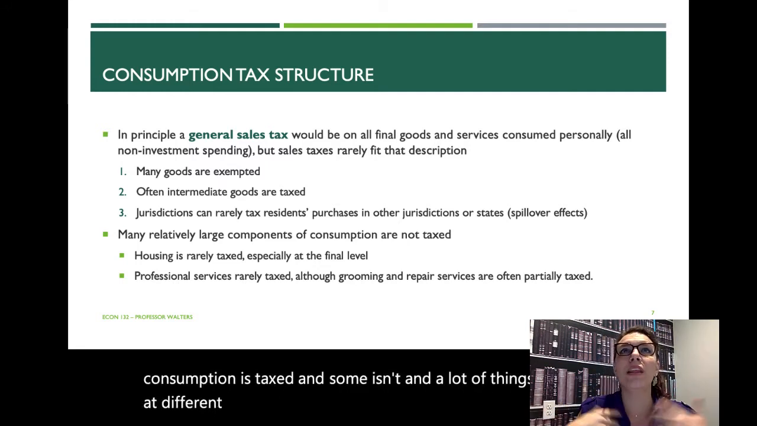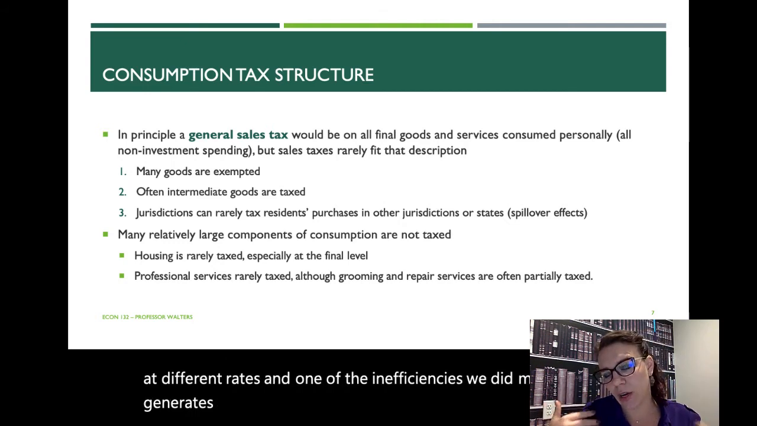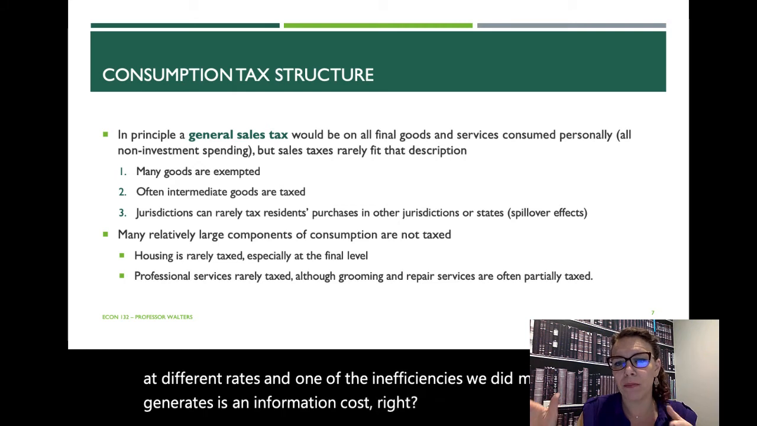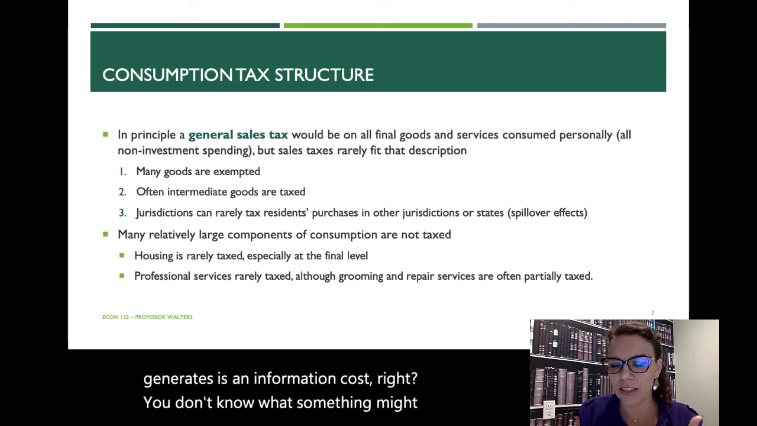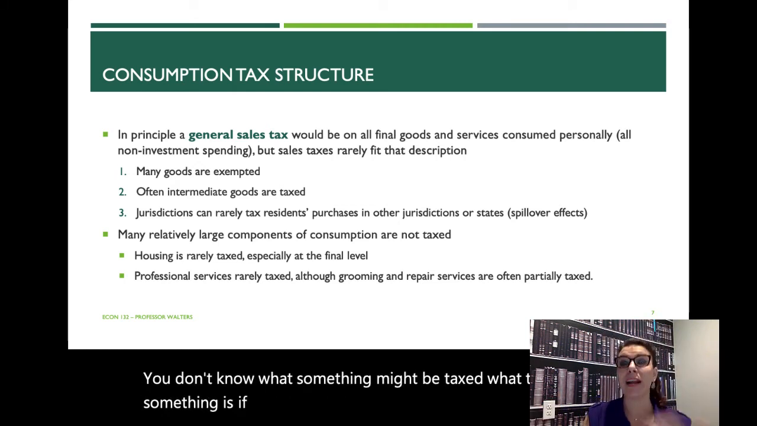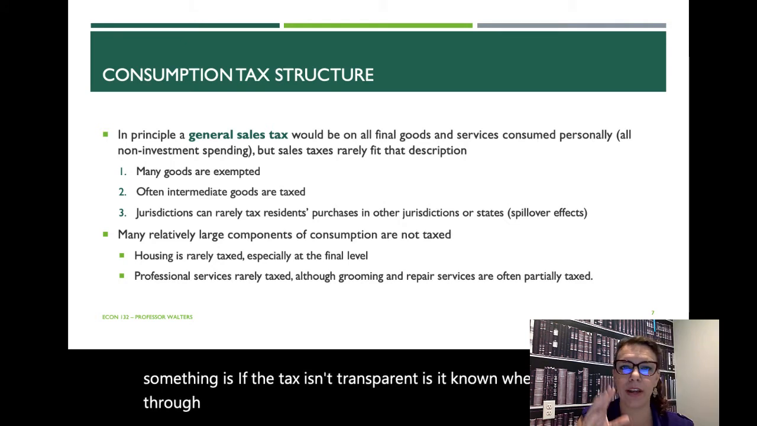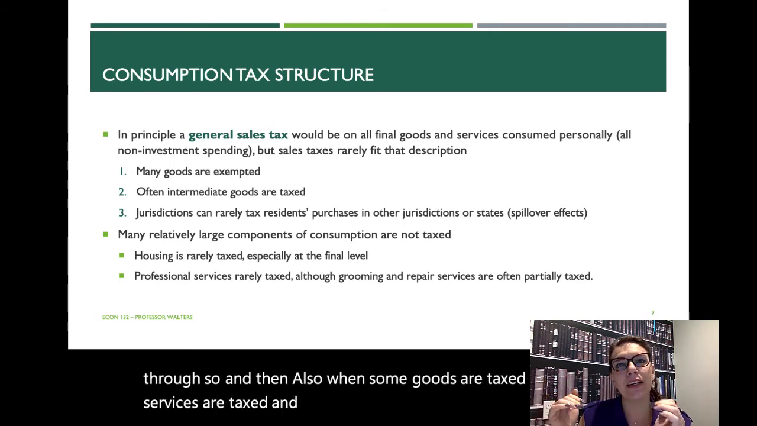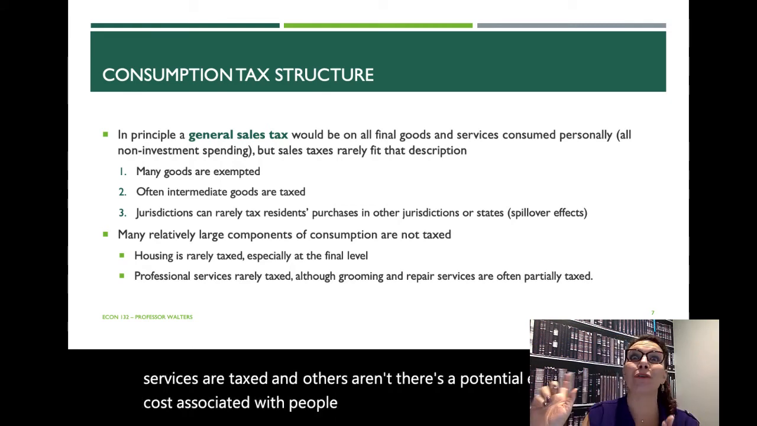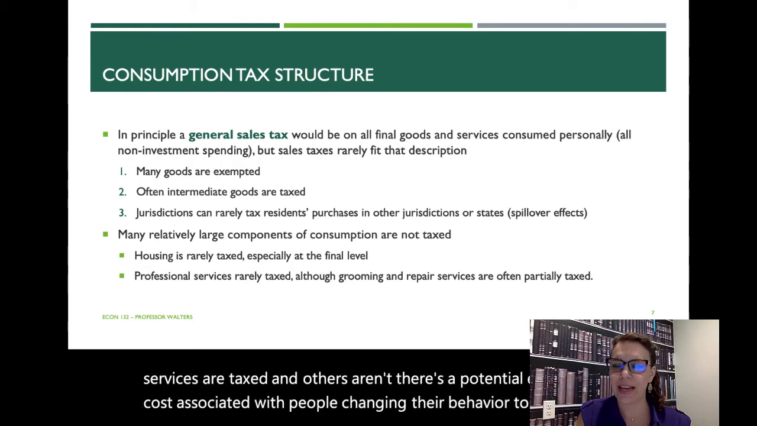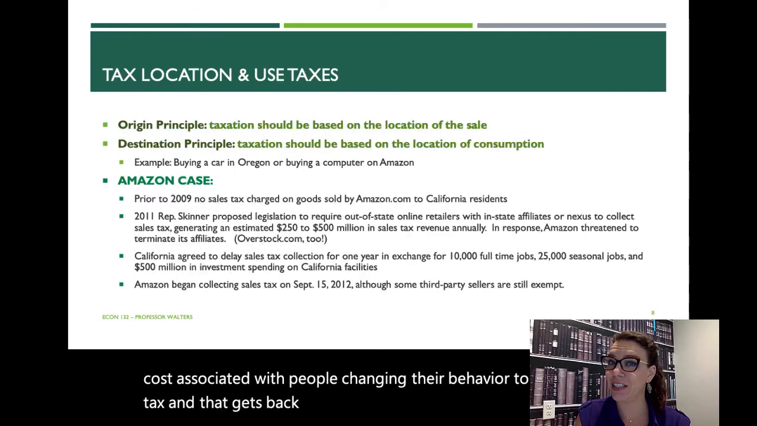And one of the inefficiencies we did mention that generates is an information cost, right? You don't know what the price of something is if the tax isn't transparent, isn't known when you go through. And then also when some goods are taxed and some services are taxed and others aren't, there's a potential efficiency cost associated with people changing their behavior to avoid the tax. And that gets back to price elasticity of demand.